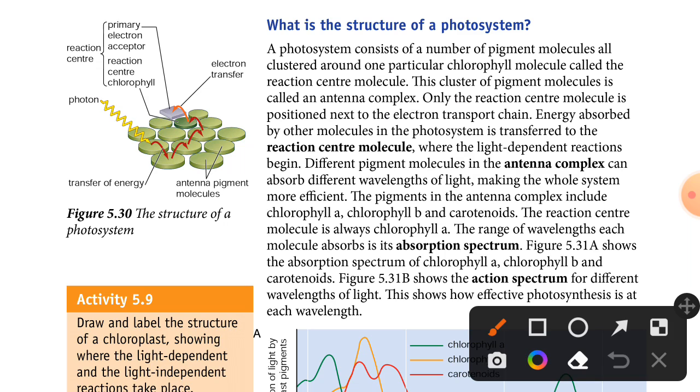Antenna complex. Only the reaction center molecule is positioned next to the electron transport chain.